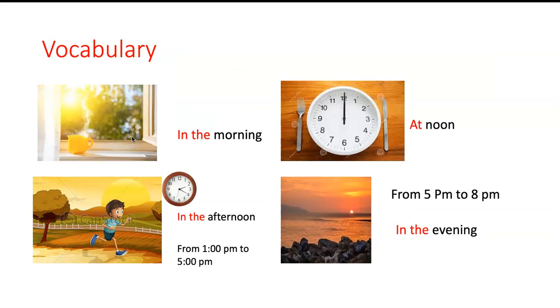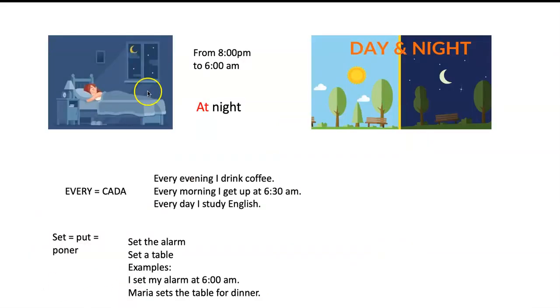I have breakfast in the morning. I have lunch at noon. I run in the afternoon. I go to the beach in the evening. You can say Maria sleeps at 9. I work during the day. I sleep at 9. Here you have some examples.